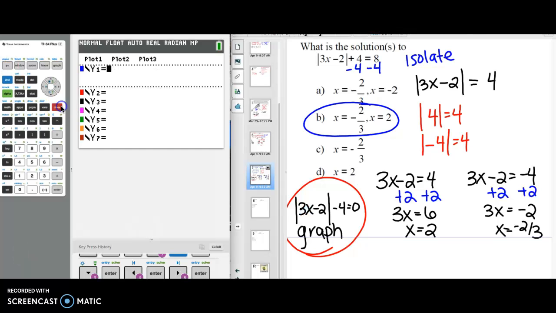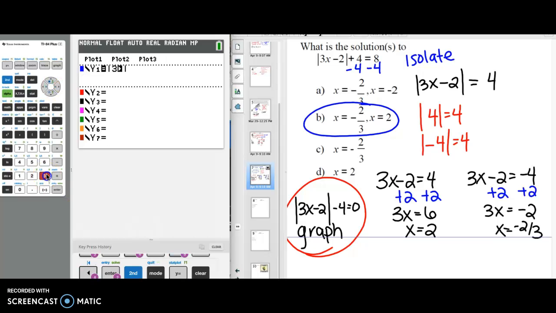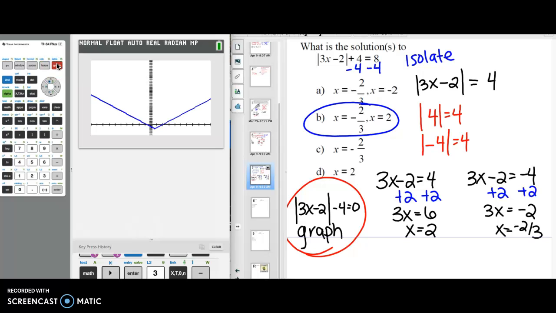If you go to your y equals, the way to get the absolute value is you click math, num, ABS stands for absolute value. We can type in 3x minus 2, subtract 4, and the intercepts are the solutions. And we can see right here, this is x equals 2, and then a negative, x equals negative something. So without even doing anything, we can see there's 2 solutions. One of them is positive 2, and that narrows it down to b.